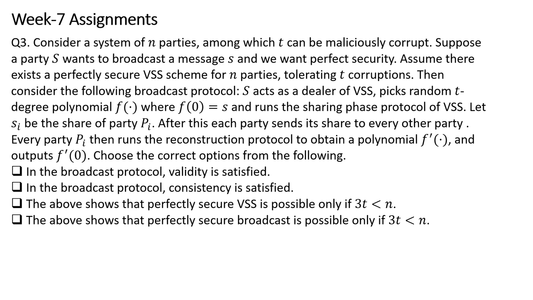Okay. Then the next question was this: consider a system of n parties among which t can be maliciously corrupt. Suppose a party S wants to broadcast a message s and we want perfect security. Assume there exists a perfectly secure VSS scheme for n parties tolerating t corruptions. Then consider the following broadcast protocol. S acts as a dealer of VSS, picks a random t-degree polynomial f where f(0) is equal to s, and runs the sharing phase protocol of VSS.